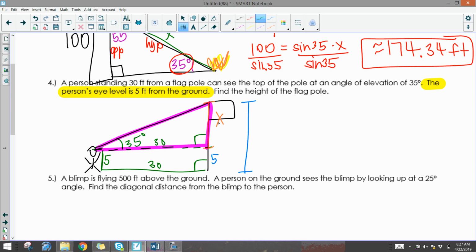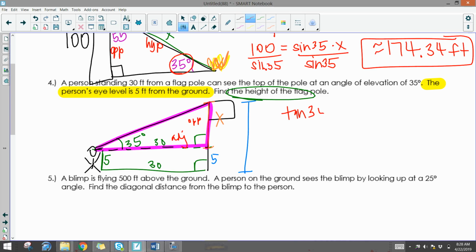So now we have enough information to solve for x, and then to find the official height of the flagpole, we can just add 5 to our answer. So this is opposite, this is adjacent. So again, we're using tangent, which happens a lot with word problems just because the diagonal distance isn't usually the distance you're given.